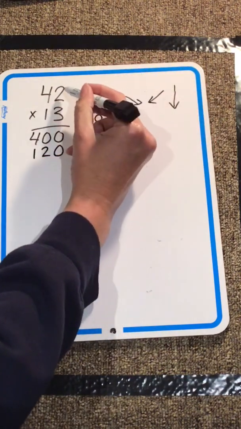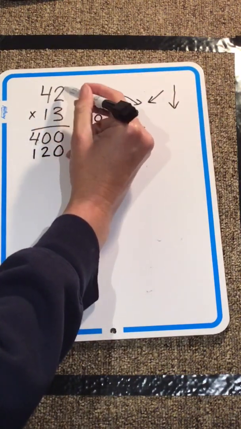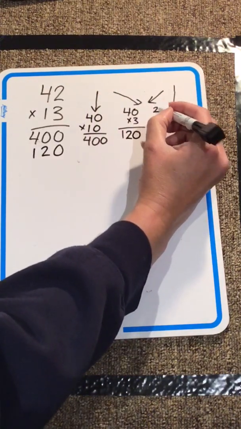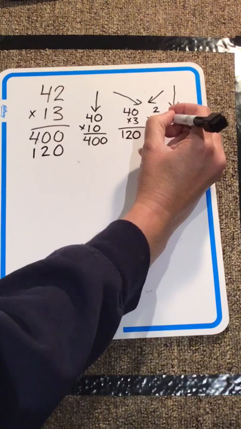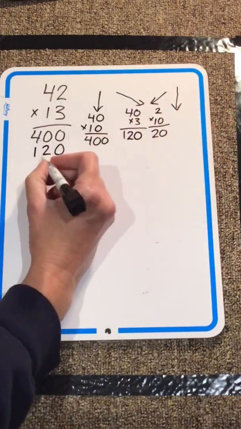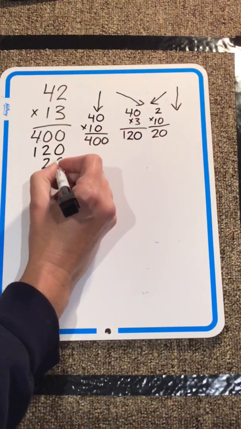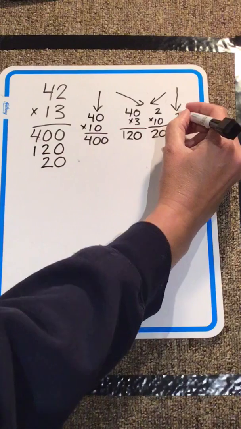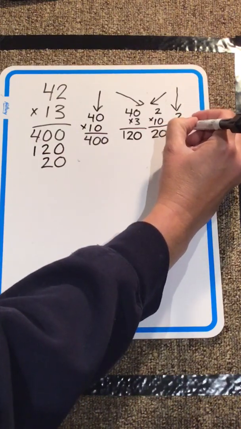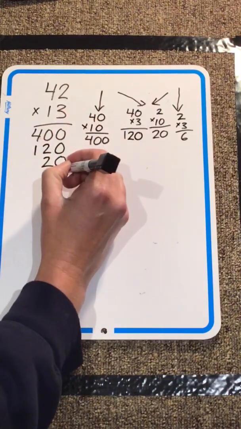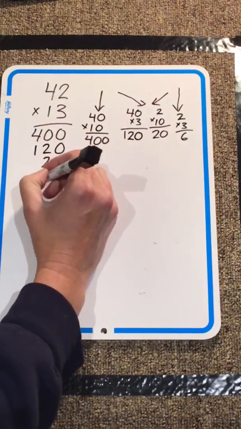Okay, going back this way, okay, we've got 2 times 10. Well, that's pretty easy math. That'll be 20. Line that up there. And then we have to go straight down for the final arrow. 2 times 3, 6. Okay, make sure we put it in the right column.